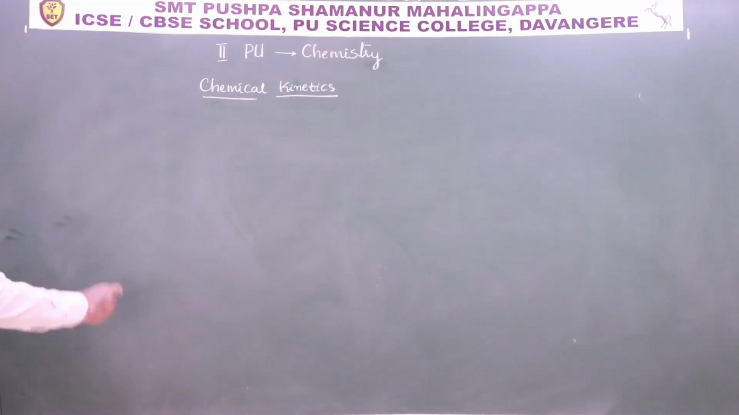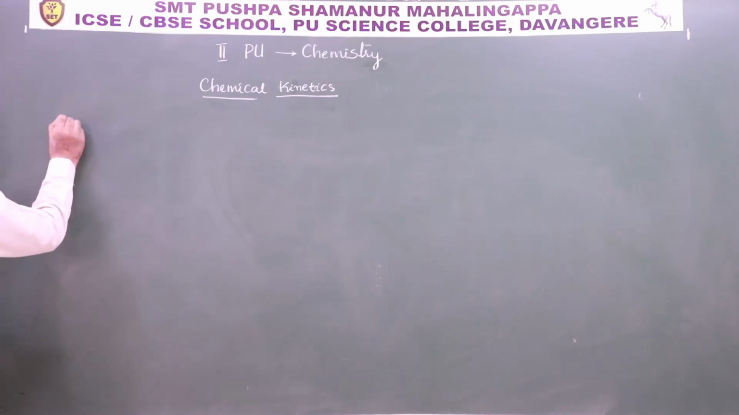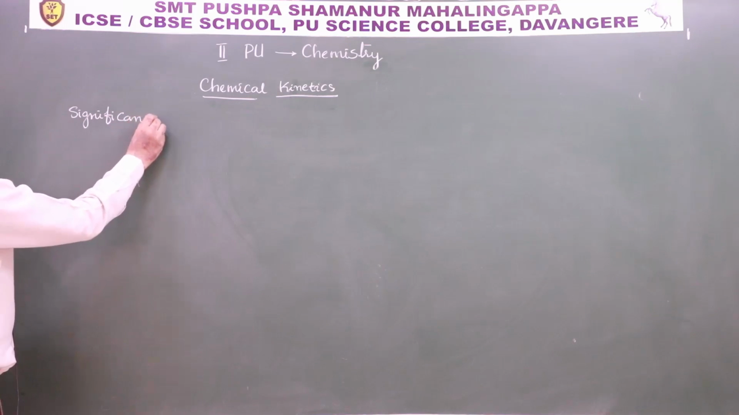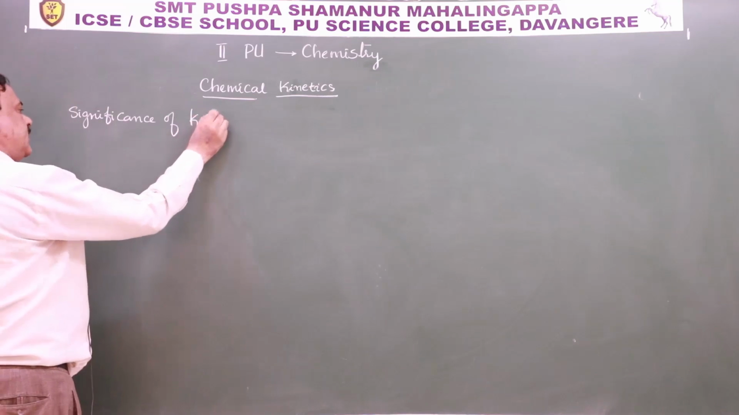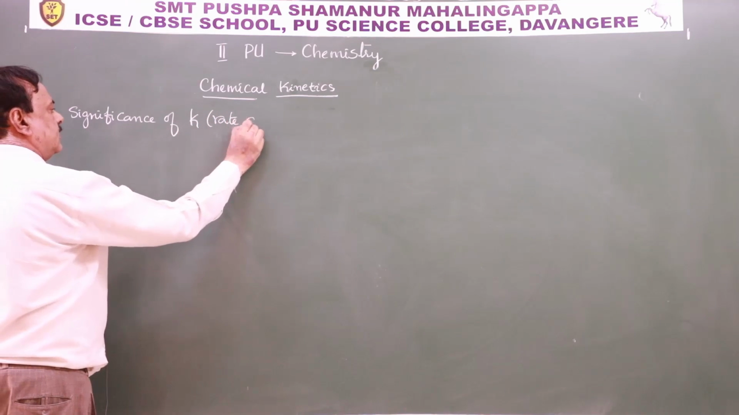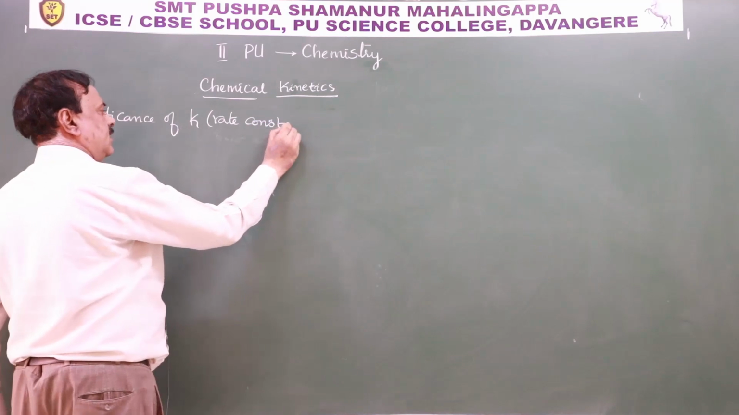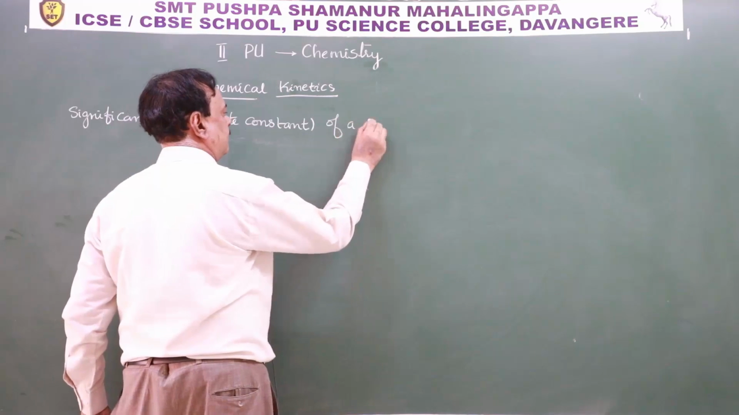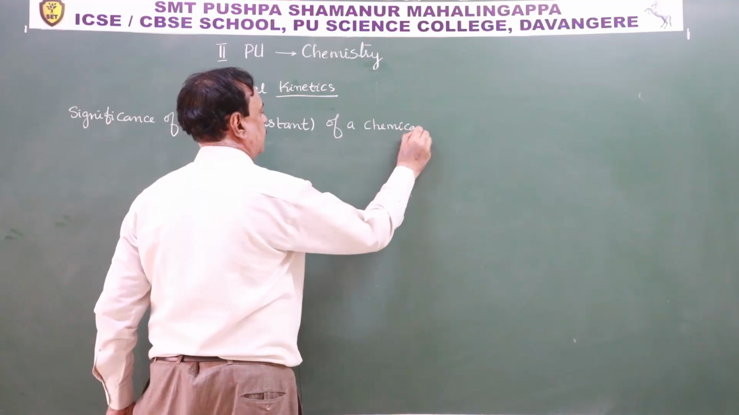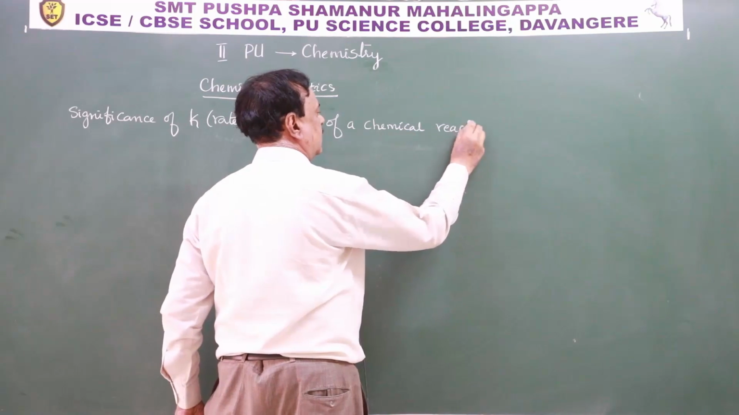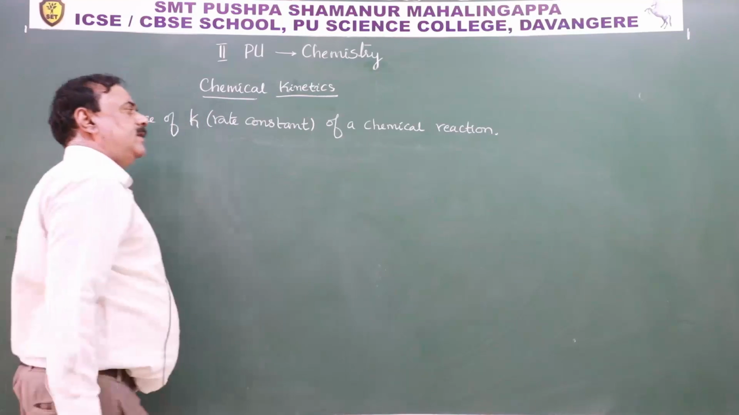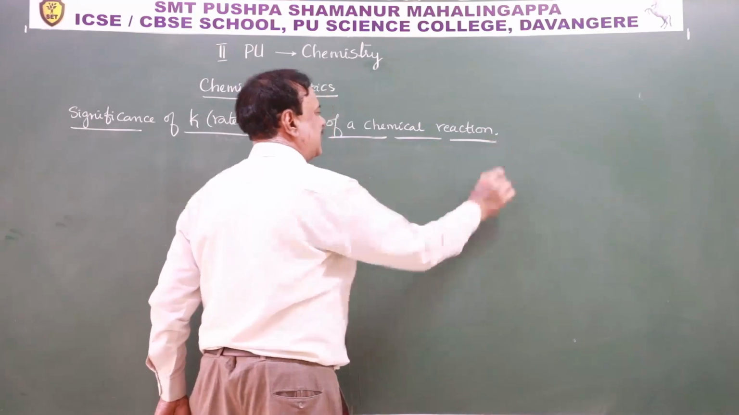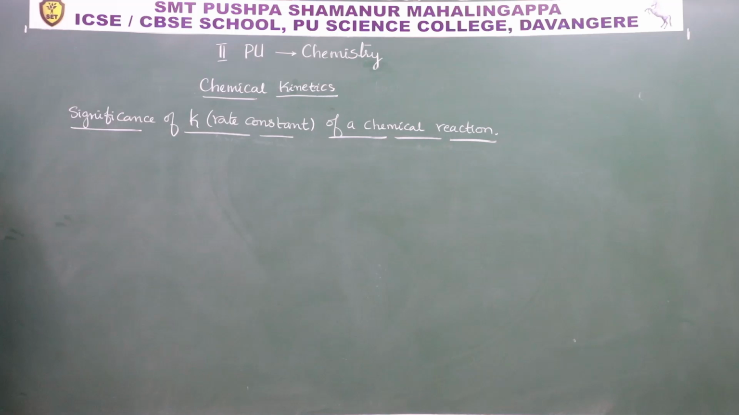See the velocity constant of the chemical reaction. Significance of K or rate constant of a chemical reaction. Rate constant of a chemical reaction. Very important. From the competitive exam point of view, they will ask four options, such as which one of the following is incorrect or which one of the following is correct.